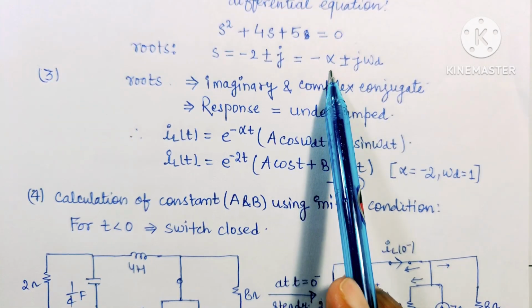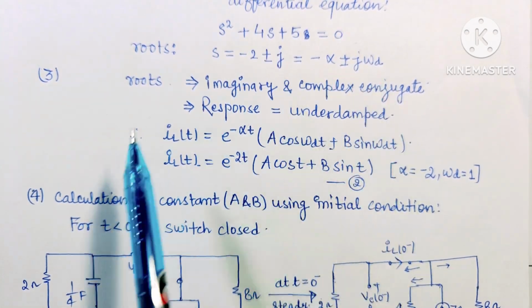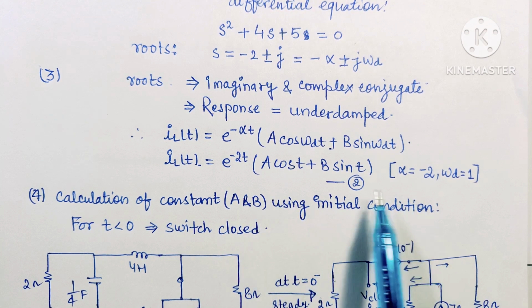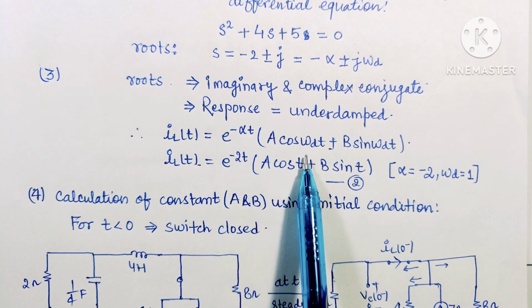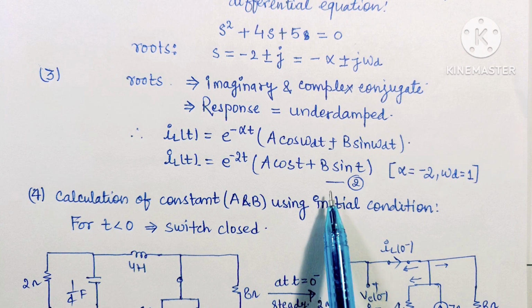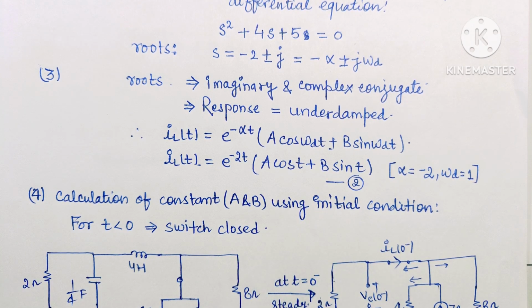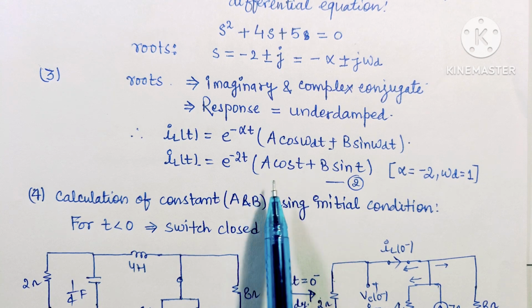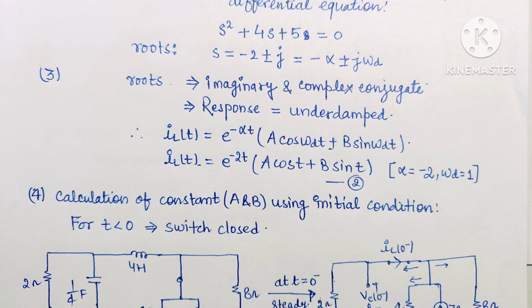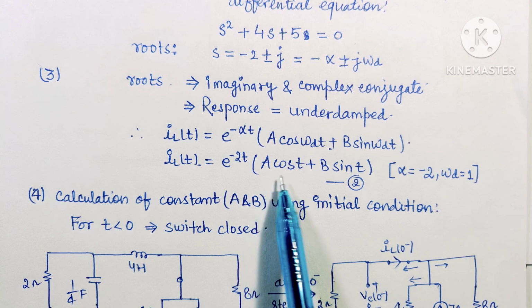Here we can see the value of alpha is 2 and omega d is equal to 1. So we can put these values here, then this equation 2 can be achieved. Now after achieving this ILT equation, we have to find out the values of these constants. For calculation of these constants, we have to use the initial conditions of the circuit. So let us see how we can find the initial conditions, and by using them, how we can calculate A and B.